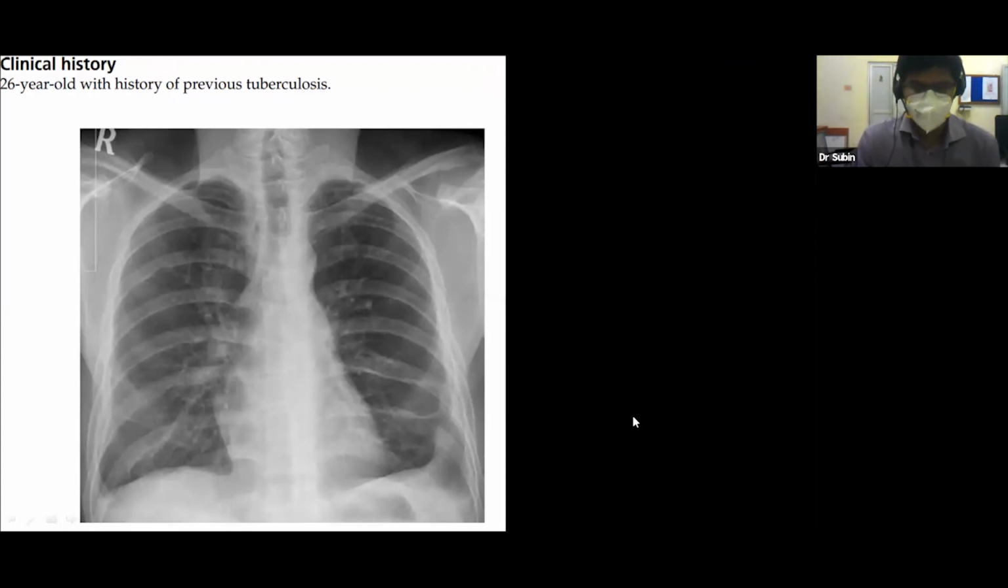At least tell the obvious first. What is most obvious in this X-ray? What shouldn't you be missing in this X-ray? Anybody? Yes, both CP angles are blunted, not just the left side. Then, I told you there's a previous history of TB. Do you think that could be related, or do you think there's anything else which is abnormal with it? It's a little bit of a tricky case.